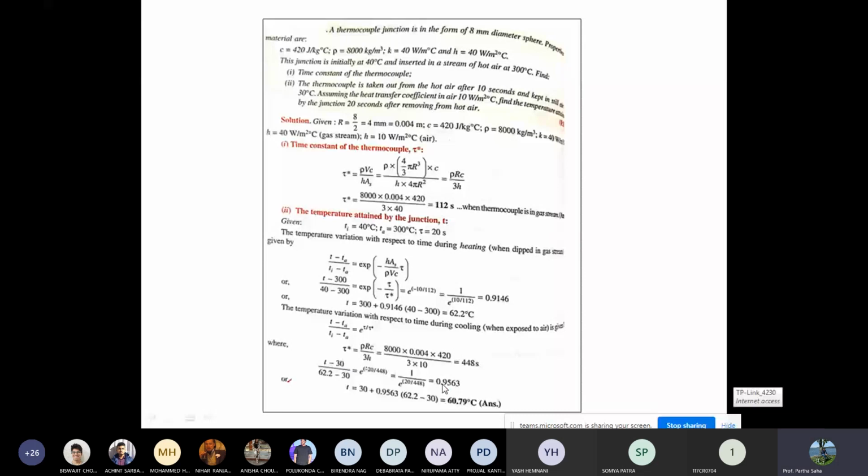Okay, the second part has two answers. One is for 10 seconds. Another is if it is taken out and kept in the air for 20 seconds after removing from the hot air, what the temperature is. So for 20 seconds the temperature will be this much, right? I hope you understand. This has two parts. One is for 10 seconds, another for 20 seconds.